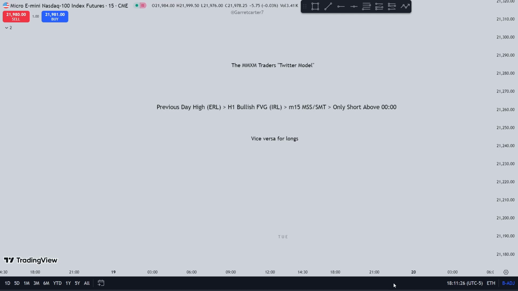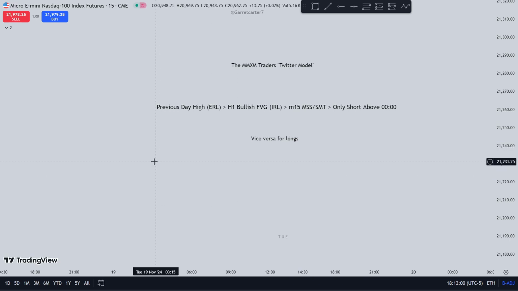So, what is the MMXM trader's Twitter model? Well, essentially, it is moving from external liquidity to internal liquidity on a smaller time frame and pairing that with a market structure shift and SMT. Okay, so you have the previous day's high to a 1 hour bullish fair value gap with a M15 market structure shift slash SMT, and then you look to only short above the midnight open and vice versa for longs.